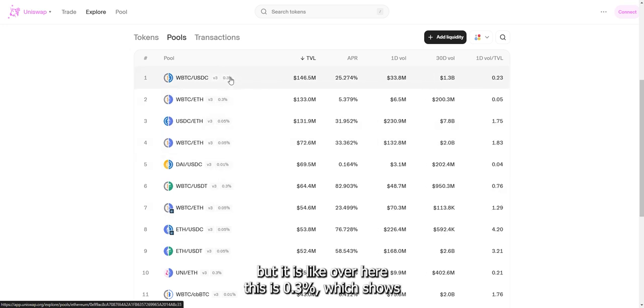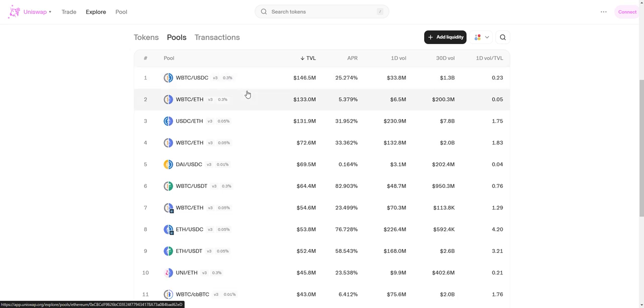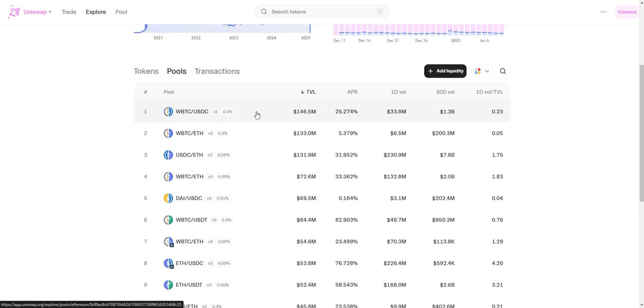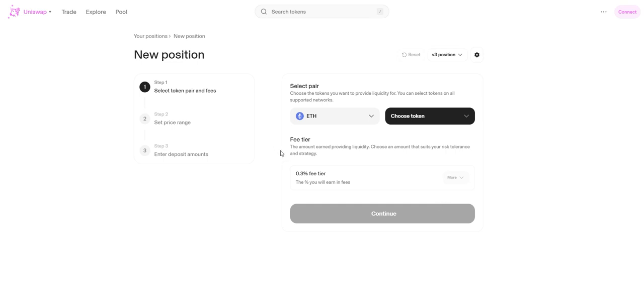Over here, there's a 0.3%, which shows the trade fees, the swap fees that are taken out when somebody trades BTC for USDC or USDC for BTC. So let's take a look at how we add that liquidity. In this example, I think you saw earlier that I had AERO as well as USDC in my pool.